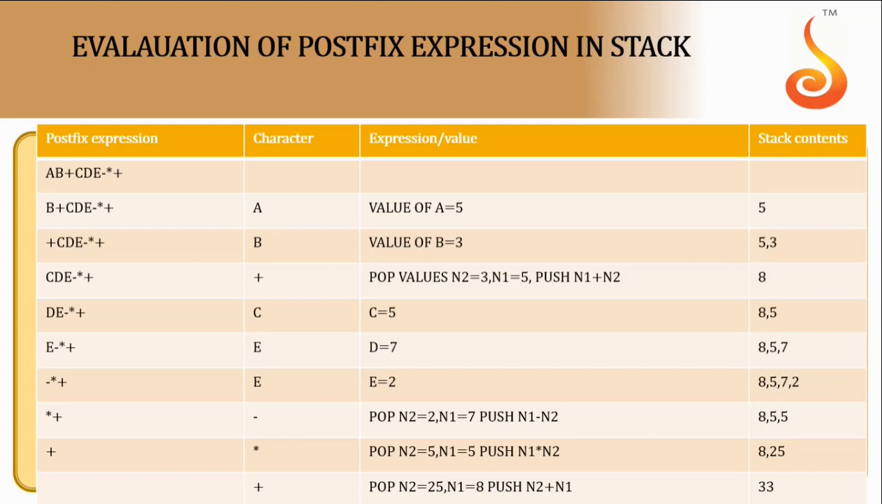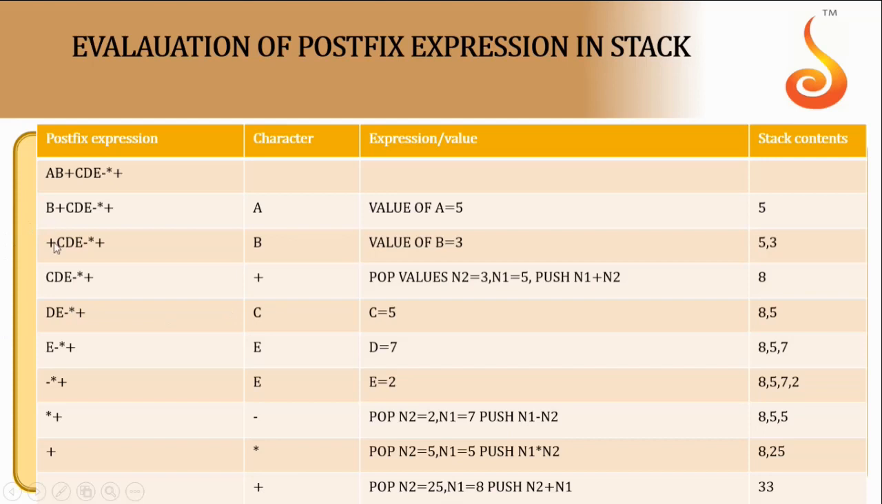The first one is A, so it's a character, and the value of A, as I told you, I would have given as 5 as a user. That 5, because I have character A, is pushed into the stack. So the stack has 5 there. You can see here the value of A is 5. In my program, this 5 is pushed into the stack, and next I will retrieve the next one.